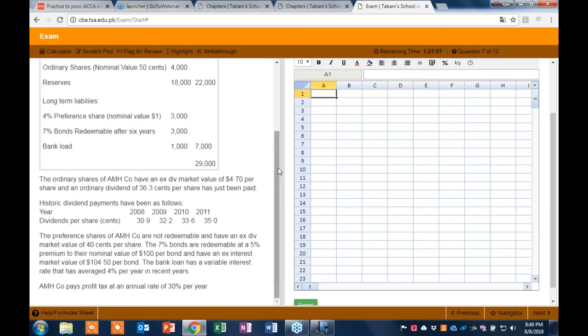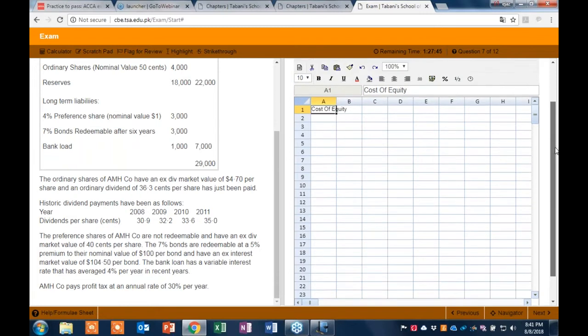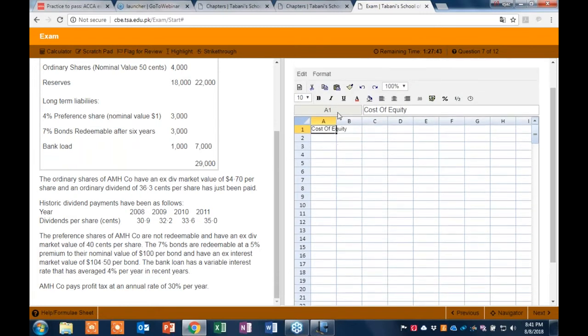What do you think, which model should be used for calculating the cost of equity? Dividend valuation model or dividend growth model? Yes, because we don't have any other information available to use the CAPM model, and this will always be the case in the exam questions. Most of the time you will have to identify the model yourself from the information given. So let's calculate the cost of equity.